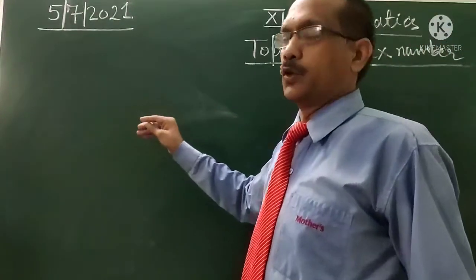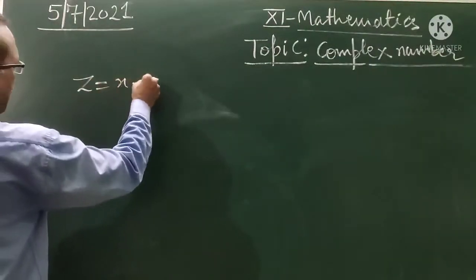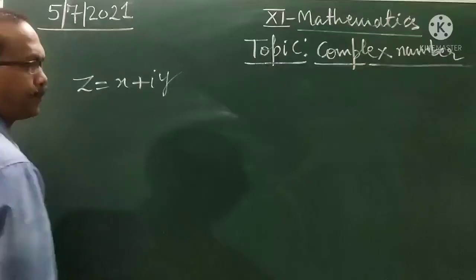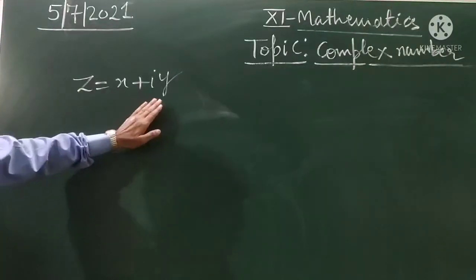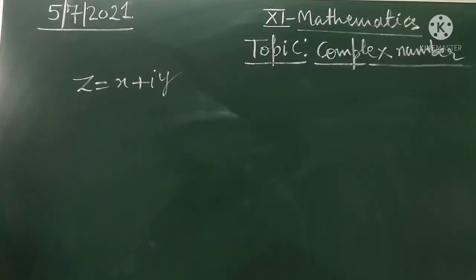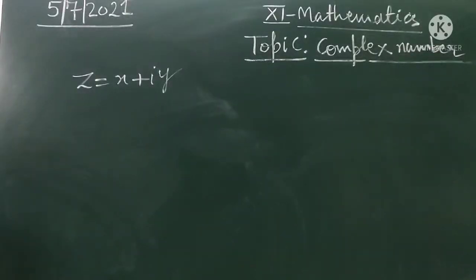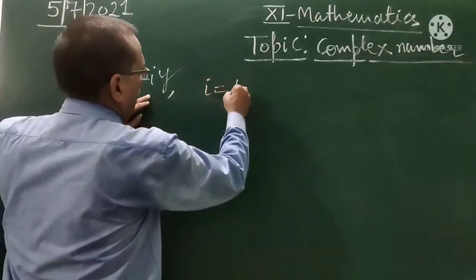Dear student, as you know, a complex number is z equal to x plus iota y. Here x is the real part of the complex number and y is the imaginary part of the complex number. Dear student, as you know, iota equal to root minus 1.